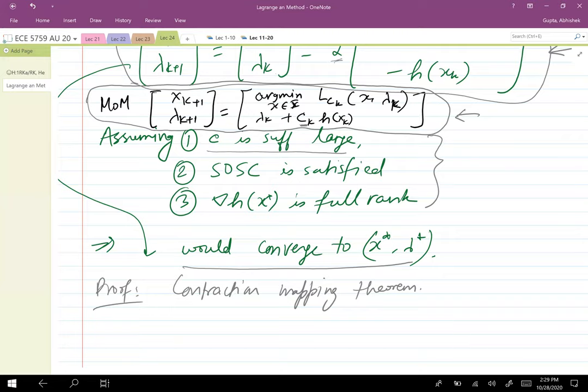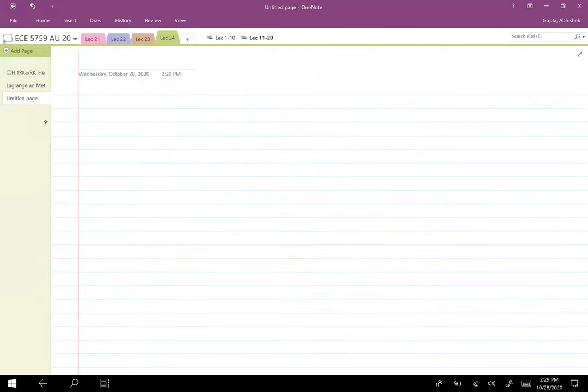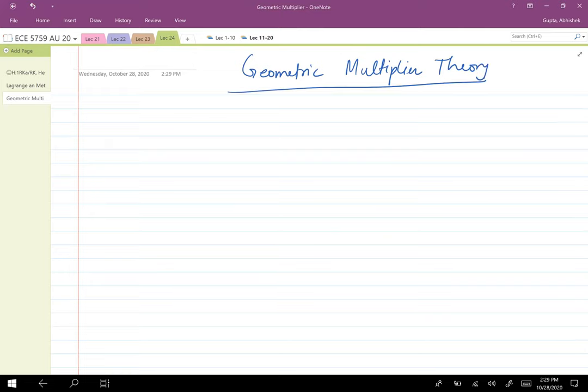All right. So if there are no further questions, I want to start a new topic, which is geometric multiplier theory. Okay. Let me start with some motivation for studying the geometric multiplier theory.